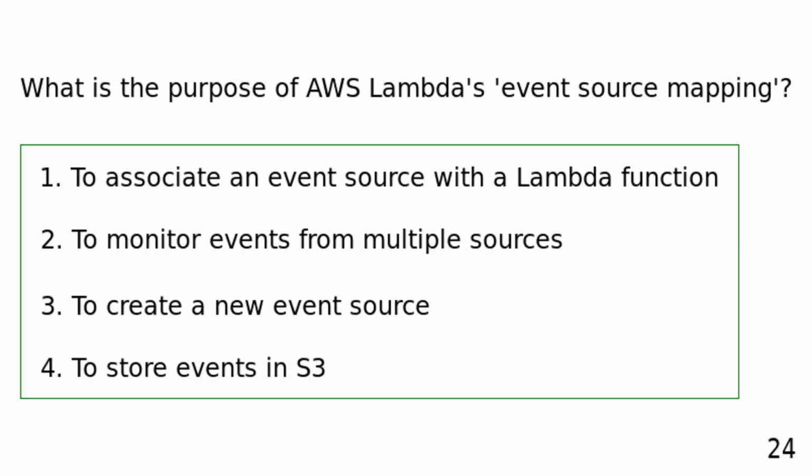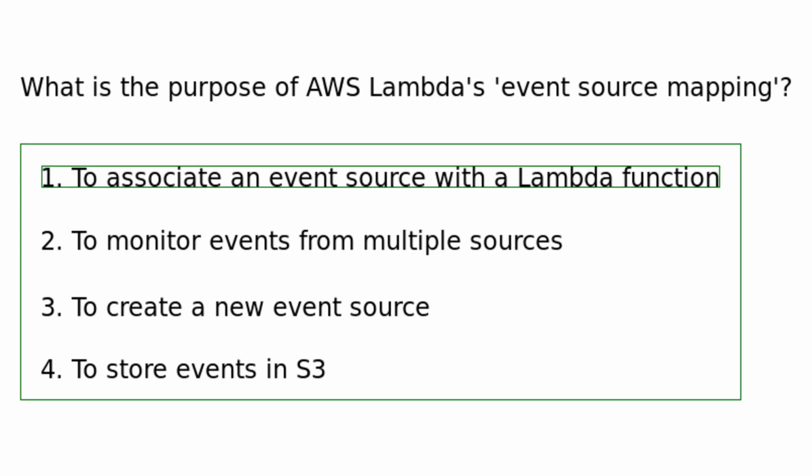What is the purpose of AWS Lambda's event source mapping? To associate an event source with a Lambda function. To monitor events from multiple sources. To create a new event source. To store events in S3. Event source mapping in AWS Lambda is used to associate an event source, such as an SQS or Kinesis stream, with a Lambda function to process incoming events.